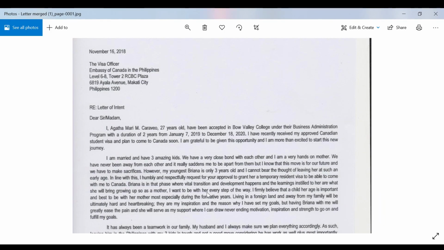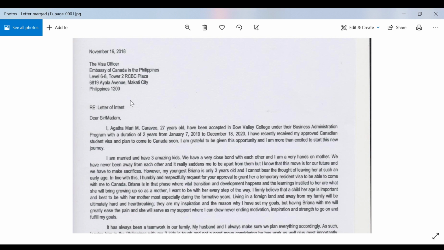Okay, and let's start. This is the actual statement of purpose letter, or letter of explanation that I submitted for her application for TRV last 2018. Now, we'll look at it. So I did apply for her. I made this letter November 16. I submitted it November 18, and we got her approval December 4, 2018. So that was, I think, just a little bit over 2 weeks. So this is how the format goes.